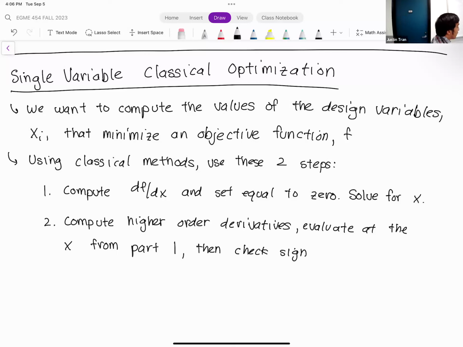After setting the first derivative equal to 0, we solve for x. Once we've determined the values of x where all the extrema take place, that's step 1. Step 2 is to determine whether we have a maximum, a minimum, or neither. It's possible to have a saddle point. To do that, we have to compute the higher order derivatives, at the very least up to second order. From the second order derivative, we plug in the values of x that we found from part 1, and depending on the sign of our result, we can determine whether it's a maximum, a minimum, or neither.